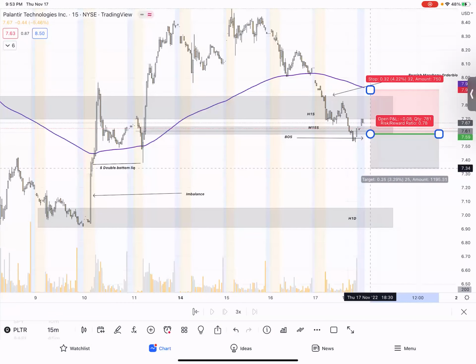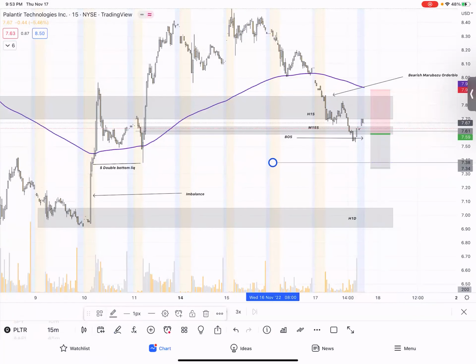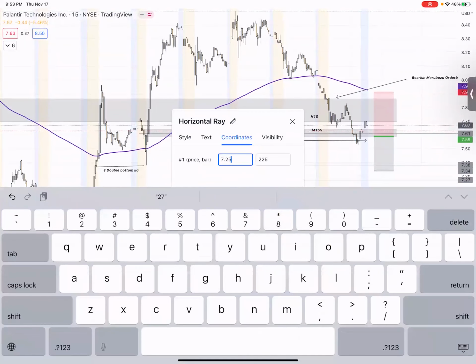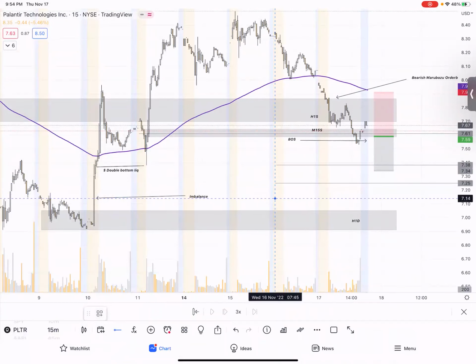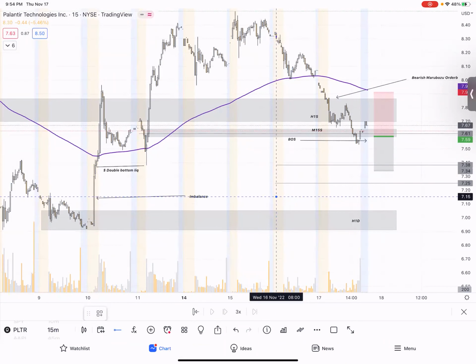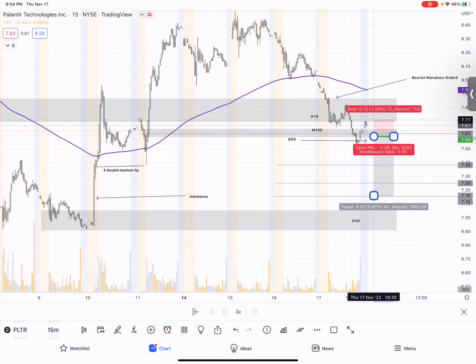Price target is going to be the double bottom for PT1. PT2 is going to be the start of the imbalance, so 7.25. Then PT3 is going to be the 50% mitigation of this imbalance, so 7.15. Stop loss goes above supply, so 7.7.